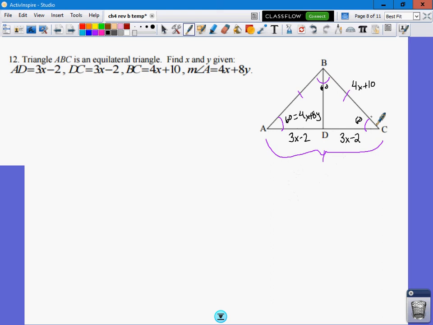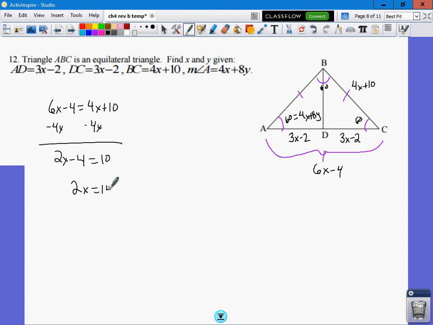Since AC and BC are congruent, I'm going to add these two pieces together using segment addition postulate to get AC, 6x minus 4. 6x minus 4, therefore, has got to be equal to 4x plus 10. Subtract 4x from both sides. I now have 2x minus 4 equals 10. Adding 4 to both sides, 2x is equal to 14, and dividing by 2, x is equal to 7. There's one of my variables.